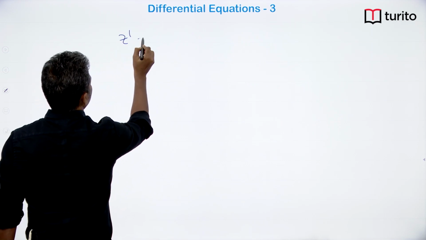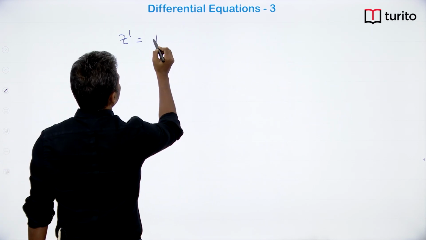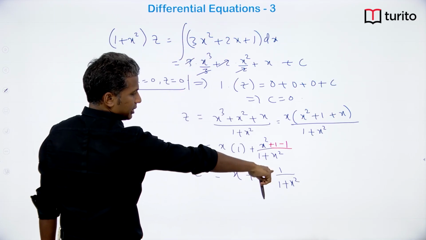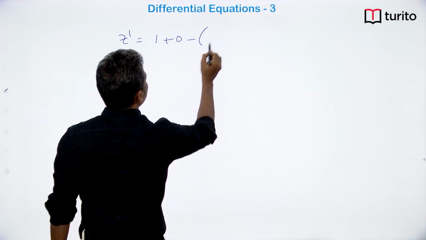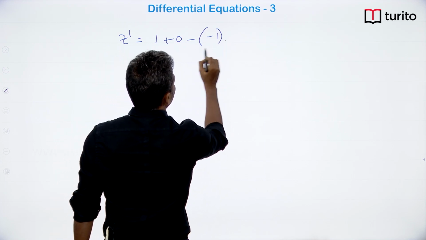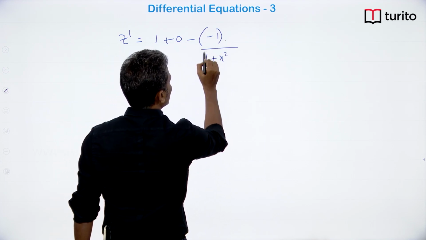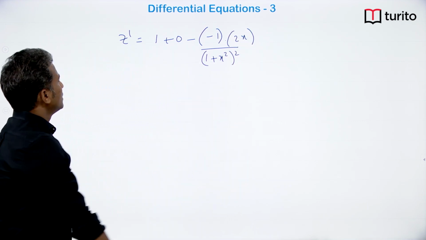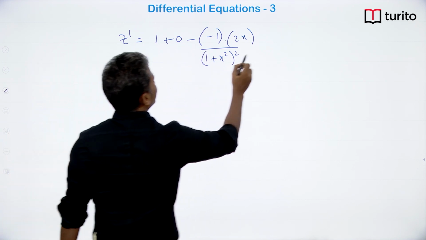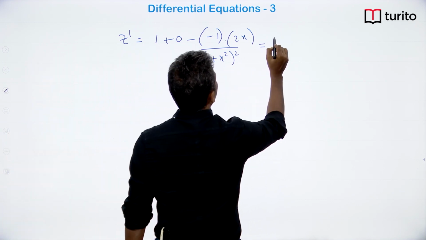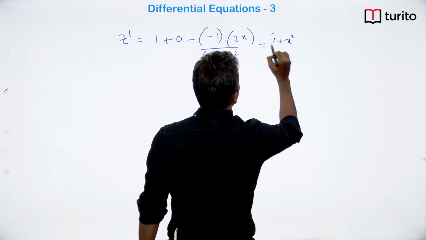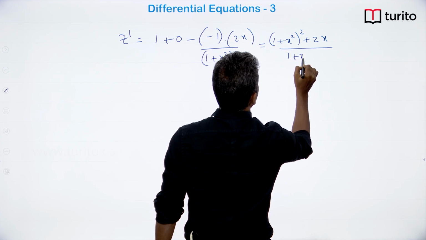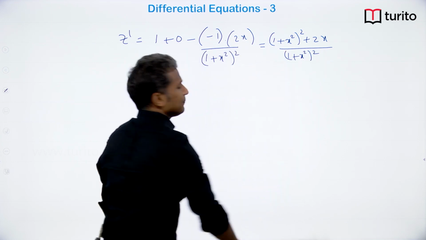So z dash is going to be, derivative of x is 1, derivative of 1 is 0, and derivative of 1 by 1 plus x square is minus 1 by 1 plus x square whole square into 2x. Okay. So if I simplify this, I am going to get 1 plus x square whole square plus 2x divided by 1 plus x square whole square, right?